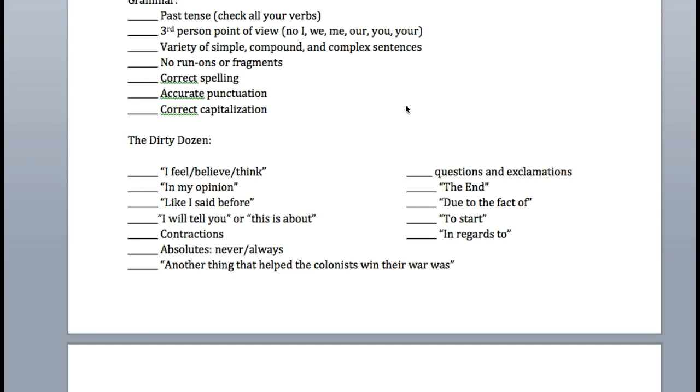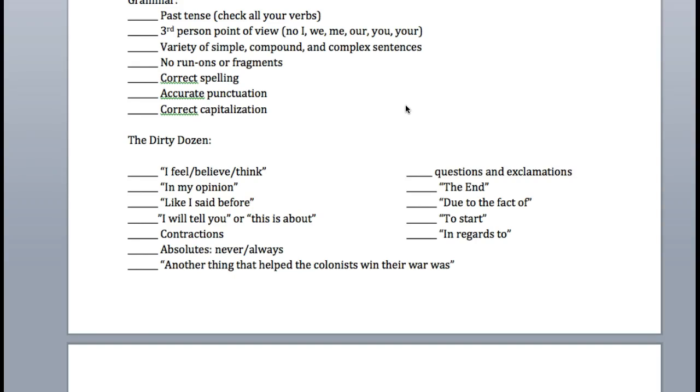Check your spelling. Since you're doing this on Pages or Docs, that should help you, but you might still need a couple sets of eyes on there to help you pick up any other errors. Your punctuation and comma usage should be correct, and again, the capitalization is quite important in this project.